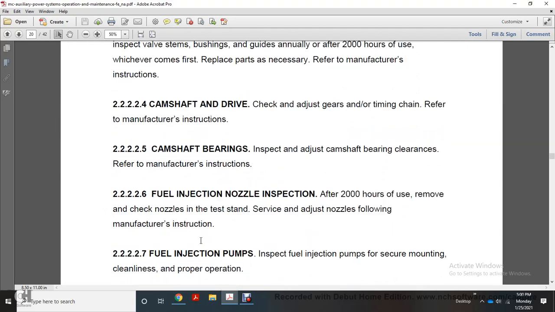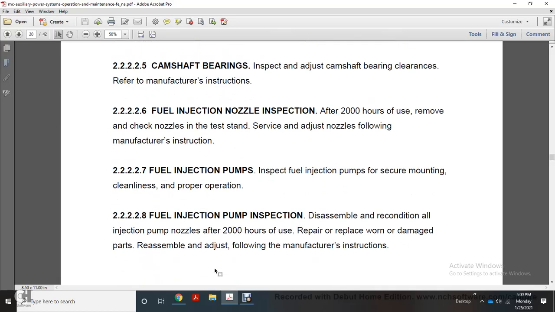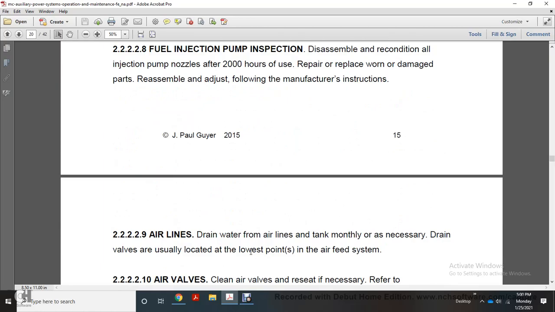Refer to manufacturer instruction. Fuel injection nozzle inspection: after 2,000 hours, remove the nozzle, check it on the test stand, and adjust the nozzle. Refer to manufacturer instruction. Fuel injection pumps: inspect the fuel injection pumps for secure mounting, cleanliness, and proper operation. Fuel injection pump inspection: disassemble and recondition all injection pumps and nozzles after 2,000 hours of use. Repair or replace worn or damaged parts. Reassemble and adjust following manufacturer instruction.